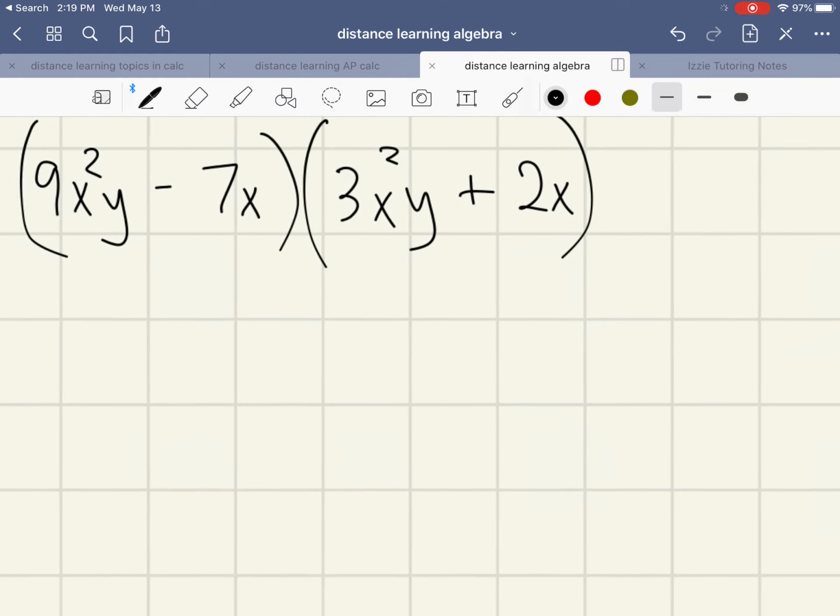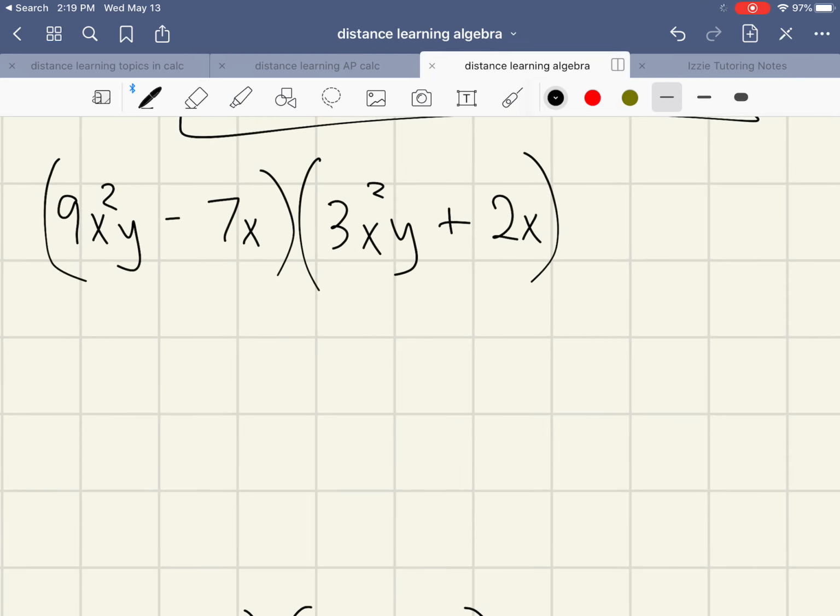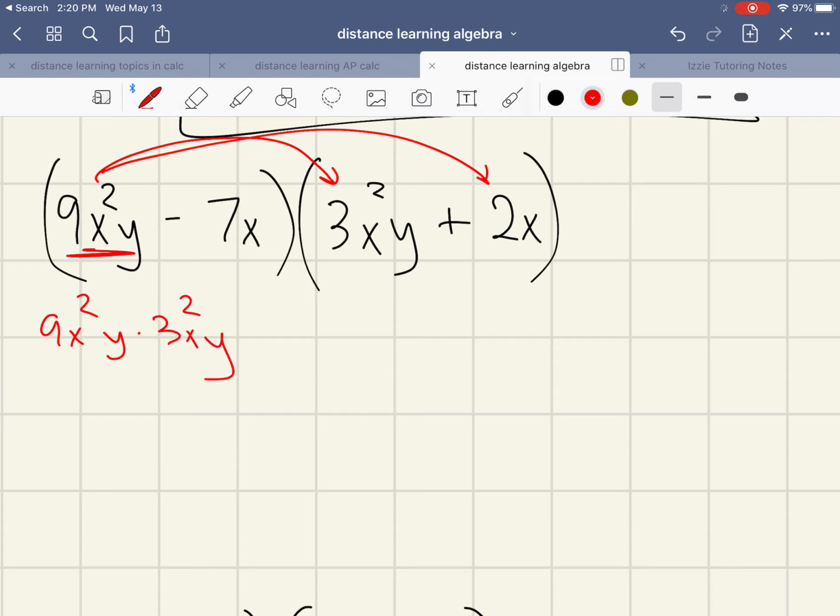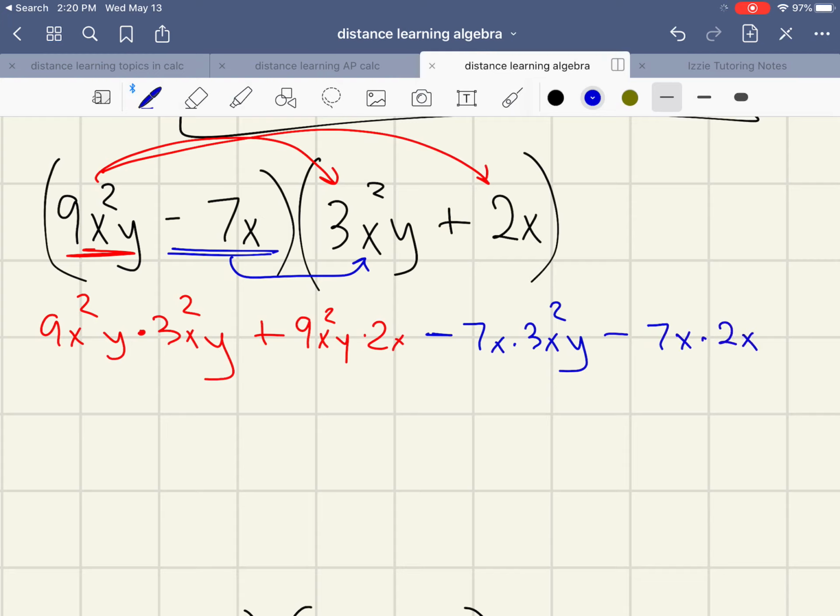Works the same way, even if we have some more complicated monomials. So I'm going to distribute the 9x squared y. So 9x squared y times 3x squared y. And 9x squared y times 2x. They're both positive. Put a plus. Negative 7x times 3x squared y. And then negative times positive, still negative 7x times 2x.